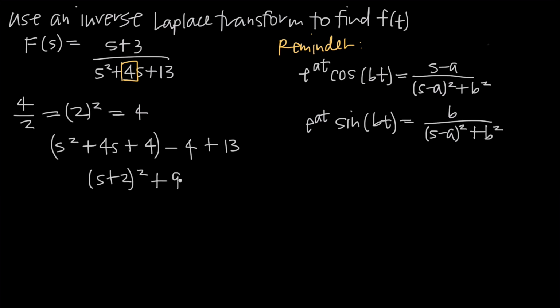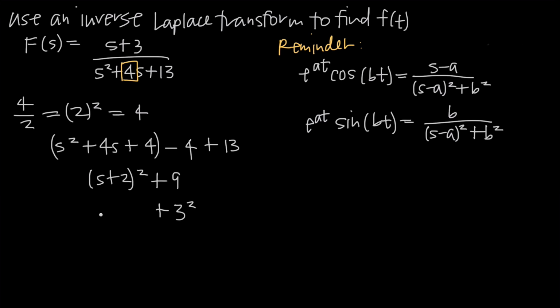So we're going to change this 9. Instead of calling it 9, we're going to call it 3 squared. So we're going to say that this is going to be plus 3 squared. This part here, the s plus 2 quantity squared, notice that the denominators of both of these formulas are an s minus a, not an s plus a.